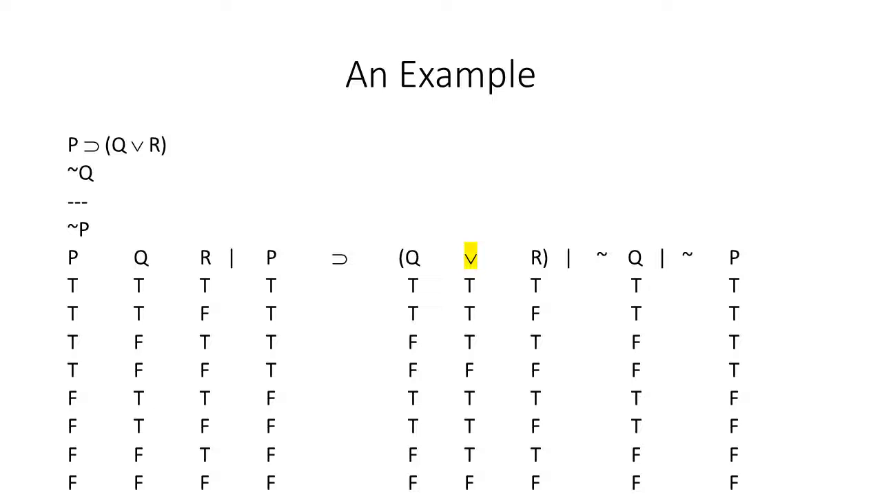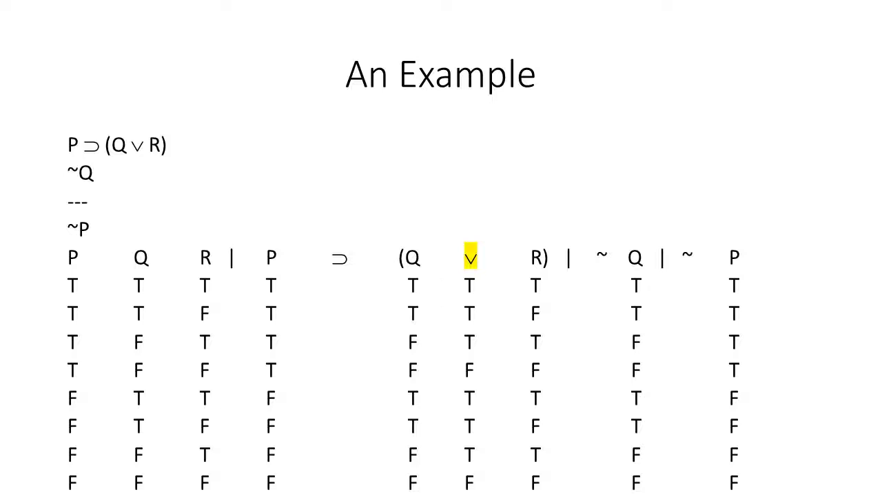So here's how I would do it. I would start here, for no particular reason, with the first premise. You could have started with the conclusion, or with the second premise, but I'm going to start here in the first premise. And what are we going to do? Well, we're going to work from the inside out. So we're going to solve for this wedge, Q or R, in the consequent of if P, then Q or R.